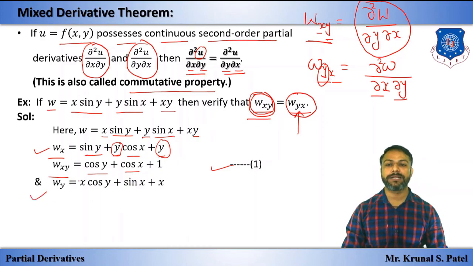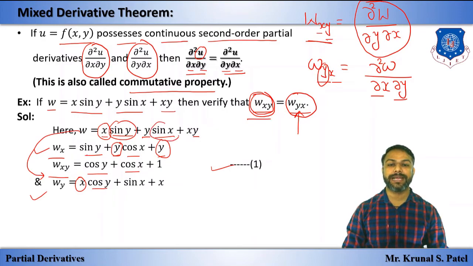So w_y of this term, with respect to y, that means x is constant as it is, and differentiation of sin y will be cos y. Same way sin x is constant as it is, and differentiation of y is 1, and same way x is constant as it is, and differentiation of y is 1. x into 1 is x, so no need to write down this one.